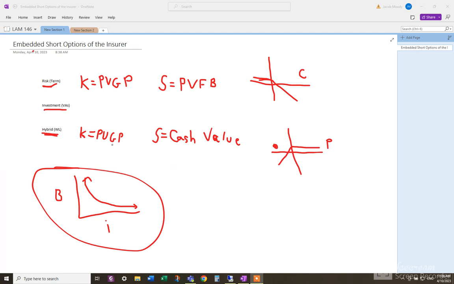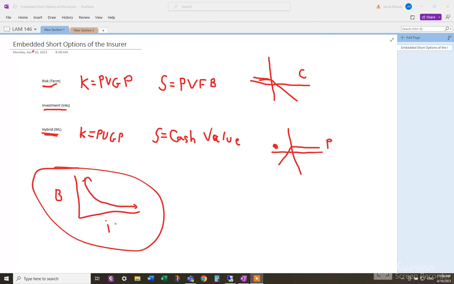In the last video, we talked about different embedded short options with the insurer. We talked about term, VAs, investment types, and hybrids. Mostly, we talked about the cash values and how that's a put option. And now we're going to talk about this section that I circled here.